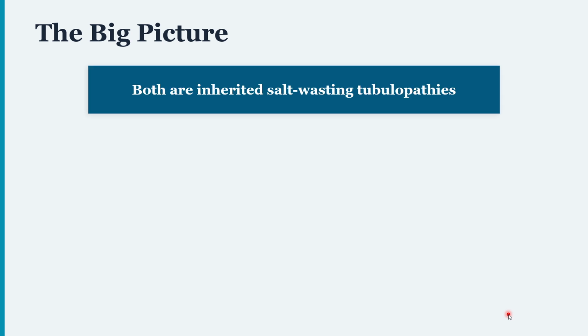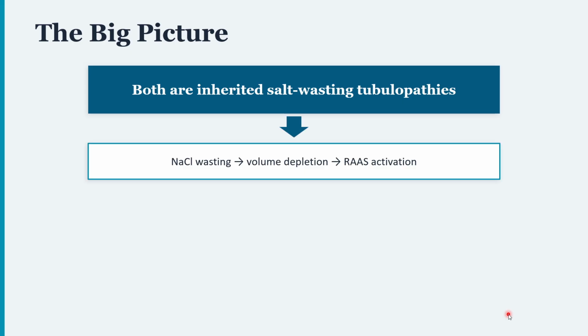Both Bartter and Gitelman are inherited salt-wasting tubulopathies. What does that mean? There is a genetic defect in a sodium transporter in the kidney, which causes the kidneys to waste sodium chloride into urine.